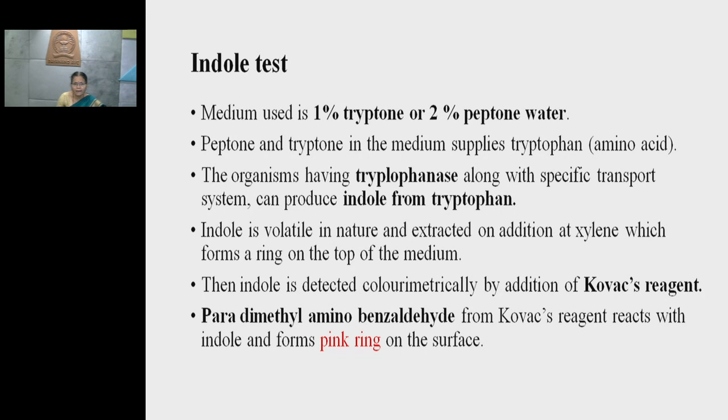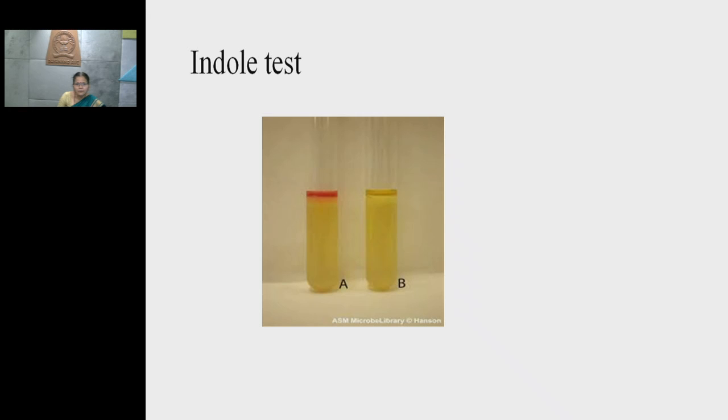Then indole is detected colorimetrically by addition of Kovacs reagent. This Kovacs reagent is nothing but paradimethylaminobenzaldehyde, an organic chemical compound, and the paradimethylaminobenzaldehyde from the Kovacs reagent reacts with indole and forms a pink ring on the surface of the medium. So this is the photograph of the indole test. At the left side you can see the positive indole test, and at the right side the negative indole test. The pink ring at the surface of the medium is the positive indole test.